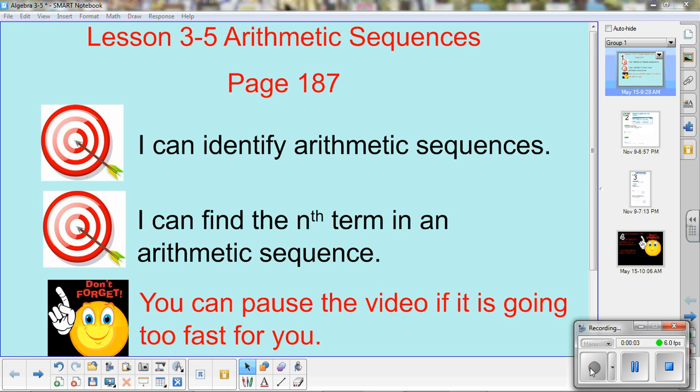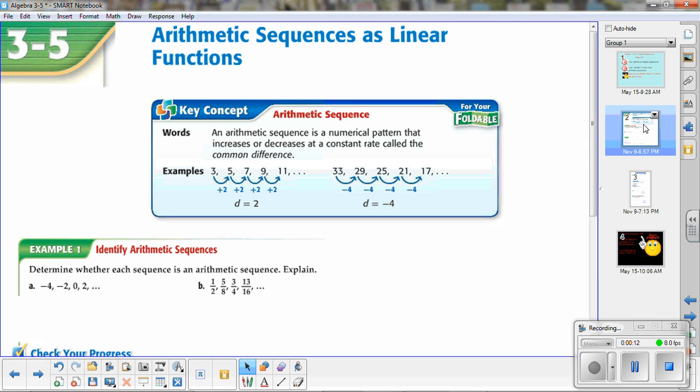In Lesson 3.5, you will be identifying arithmetic sequences, and you will also be finding the nth term in an arithmetic sequence. An arithmetic sequence is a numerical pattern that increases or decreases at a constant rate called the common difference. For example, 3, 5, 7, 9, 11 is an arithmetic sequence with a common difference of 2 because it's going up by 2 each time as we go to the next number in the sequence.